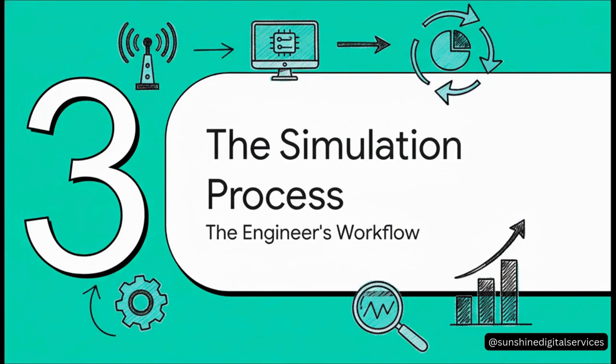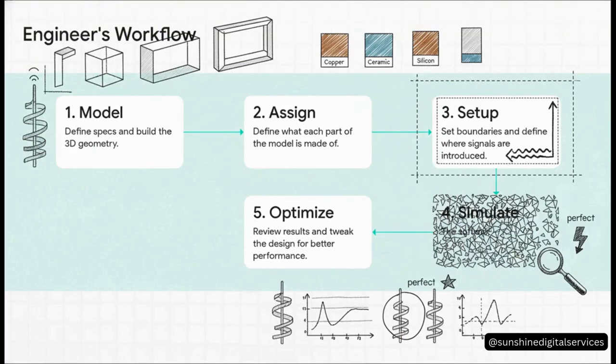So now that we've got the building blocks down, let's talk about the process. There's a really standard workflow that engineers follow to get from a back-of-the-napkin idea to a fully analyzed result. It's a really logical step-by-step cycle. You start with your concept and you build the 3D model. Then you assign all the materials, just like we talked about. Next, you have to set up the rules of the simulation. You define the space around your device and you tell the software where the signal gets injected. Then comes the magic part. The software breaks your model down into thousands, sometimes millions of tiny tetrahedrons, a process called meshing, and solves the complex physics for each one.